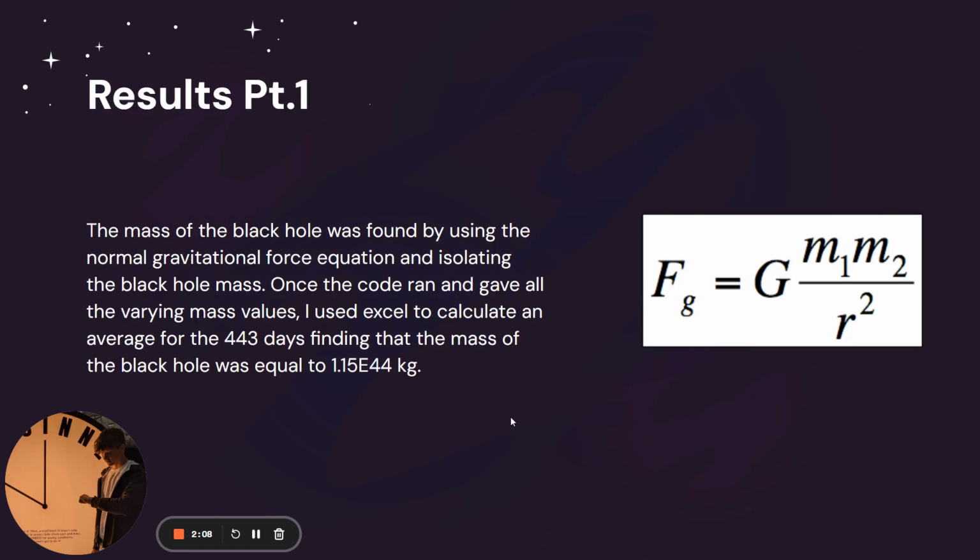So the mass of the black hole was found to be 1.15 times 10 to the 44th kilograms. I used Excel to take the average of all of the masses throughout all the days, adding them all up and dividing.